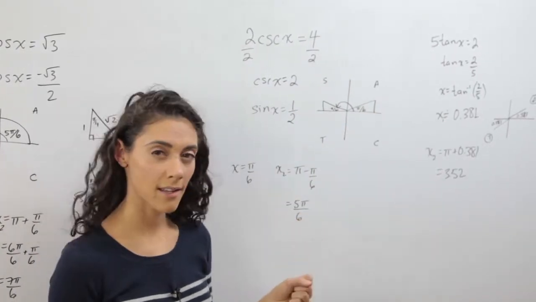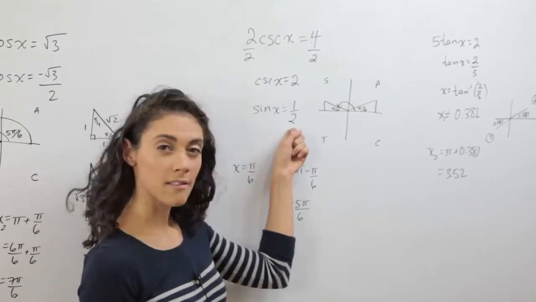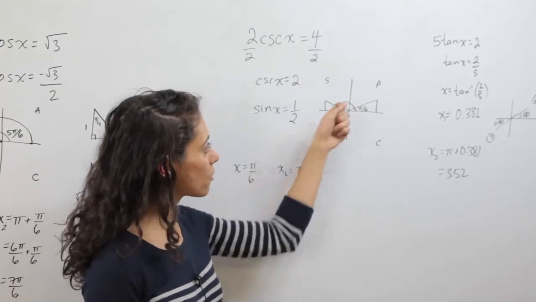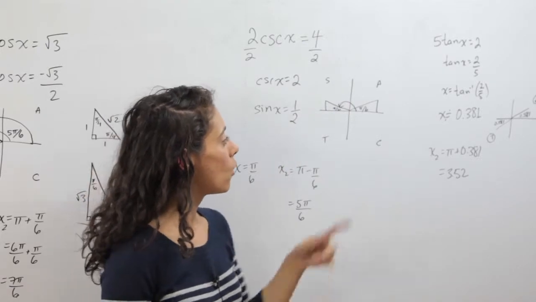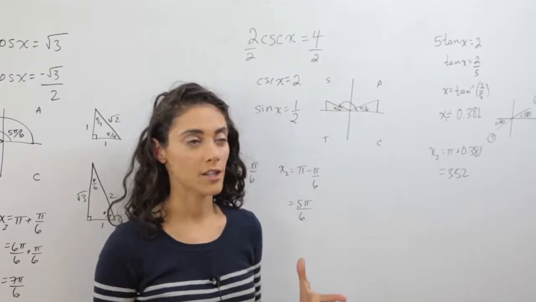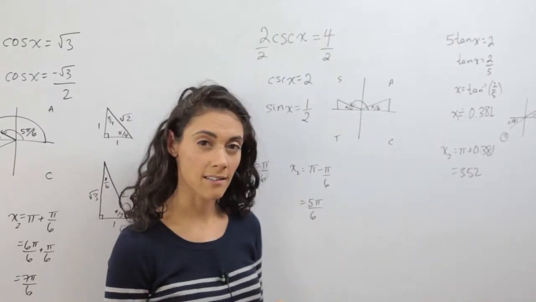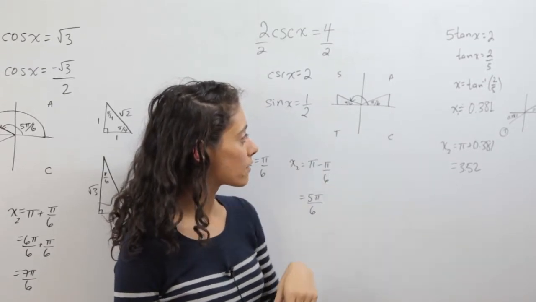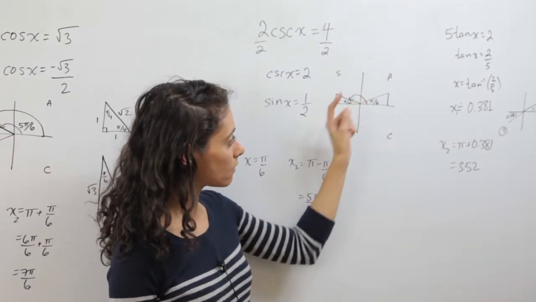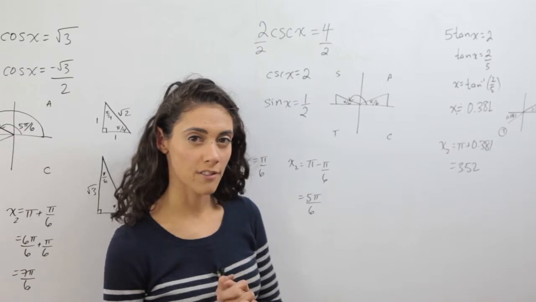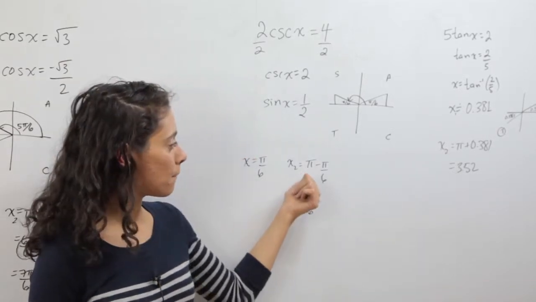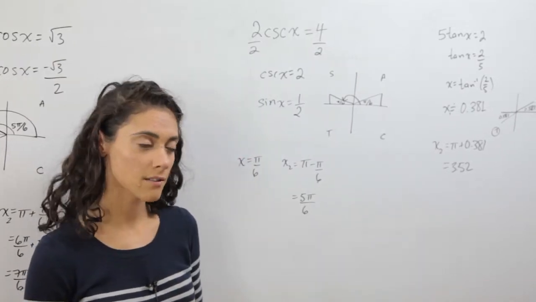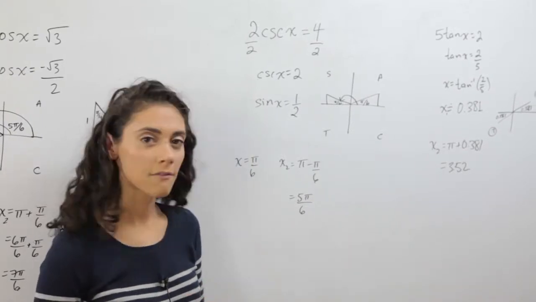Now we have to find the second answer. Because this is a positive ratio, my second answer will be in the sine quadrant. Once again, we draw our reference or related acute angle relative to the x-axis, and we have to work backwards to find this angle with related acute angle pi over 6. That's given by pi subtract pi over 6. Same answer we got there, 5 pi over 6.